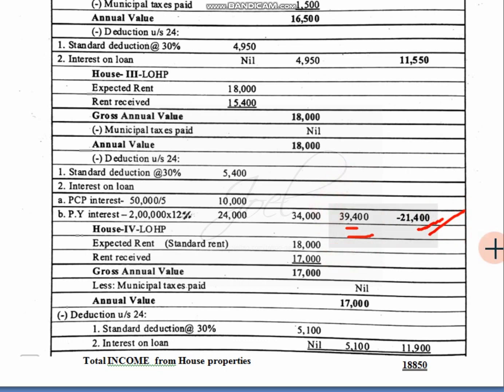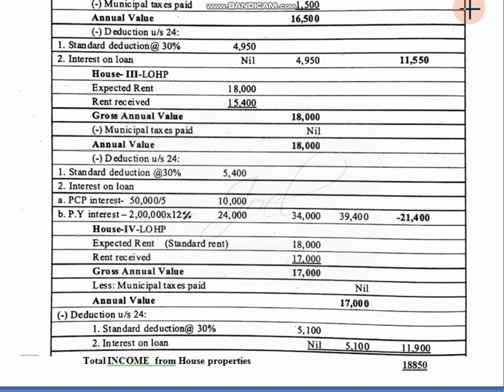Next, the fourth house. Expected rent 18 and 17. Here 17 comes because there was a vacancy period, and because of the vacancy period it was let out for a lower rent, so we consider that amount itself, 17,000. No municipal tax, only one deduction of 30% standard deduction we consider. So when you do that you will get an answer of 11,900, and that will be our final answer. This is what we have to consider here, and this is the solution you have to work out.